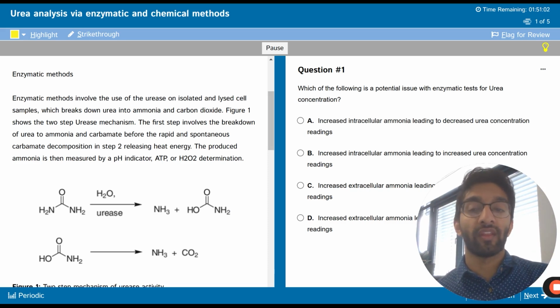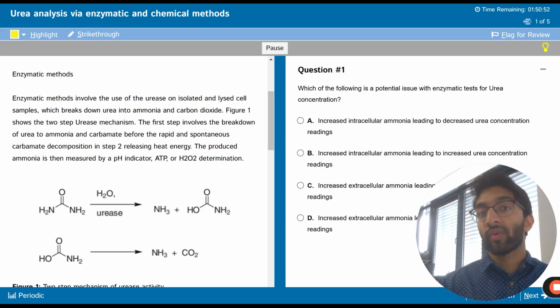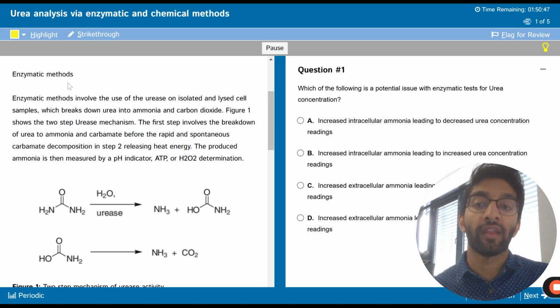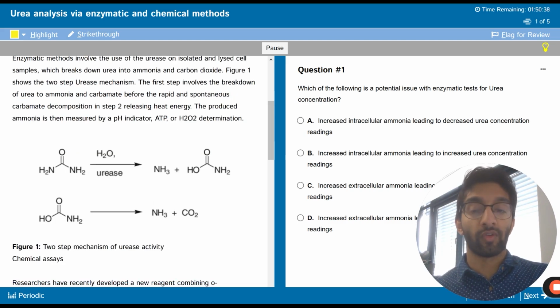So one way you can do that is with this enzymatic method, and that's using this enzyme known as urease, right? So you should be able to tell that it's an enzyme because it has the ase ending. They don't always tell you that, it uses the enzyme called urease. You should be able to assume that from the fact that it's an enzymatic method and this is an ase, right? So we have here that it's a two-step mechanism. The first step is the breakdown of urea to ammonia and carbamate, and then there's a rapid and spontaneous decomposition, releasing heat energy. Okay, so that's already a bit of a hint. They wouldn't mention this if there was no reason for it.